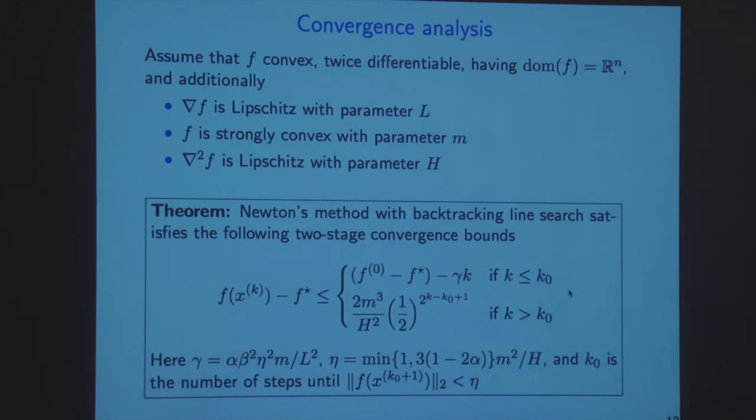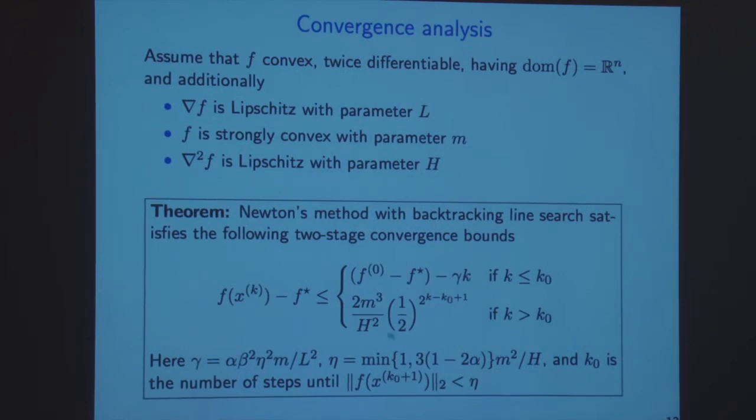After step k0, so once we enter into the second regime of convergence, we get a very different type of convergence rate, and that's the one I was telling you earlier, which is something less than 1 half to the power of 2 to the power of k. So this k minus k0 plus 1 is just the number of steps that we've taken after k0. So you can think of this as something less than 1 half to the power of 2 to the power of the number of steps. And this is what we call quadratic convergence. So it converges extremely quickly in this scenario.